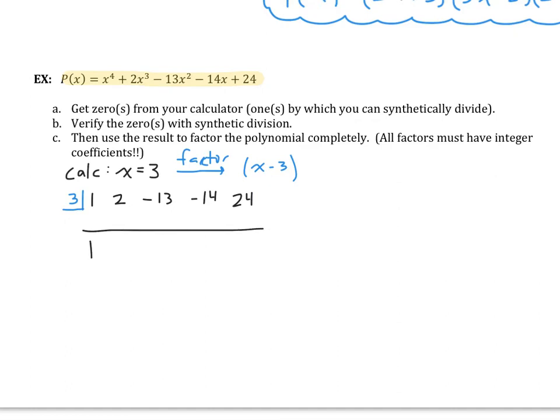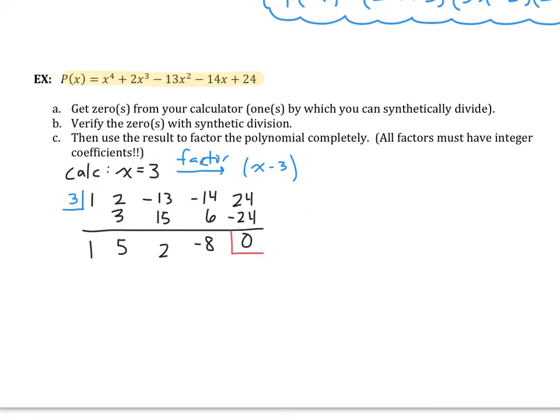Bring the 1 on down, multiply, we get 3, add to 5, multiply to 15, add the 2, multiply to 6, add to negative 8, and we get negative 24 when we multiply, which is good because then our remainder is 0. So we did find a 0, right? We verified that 3 is the 0, so x minus 3 is our factor.